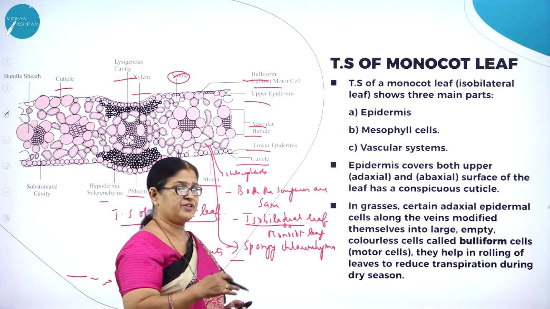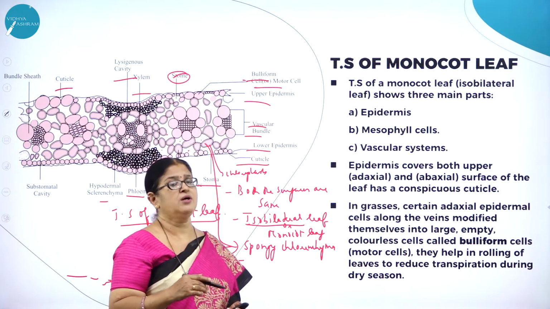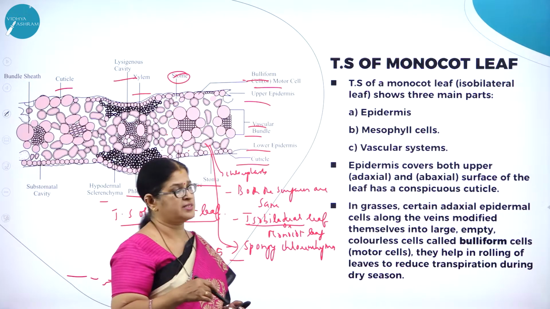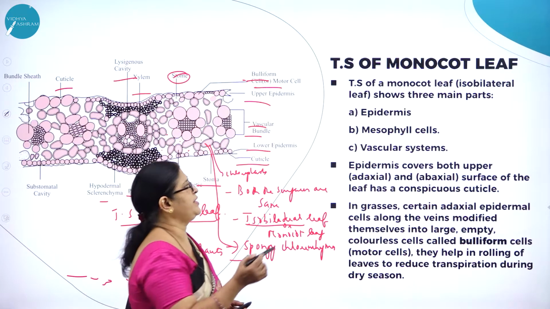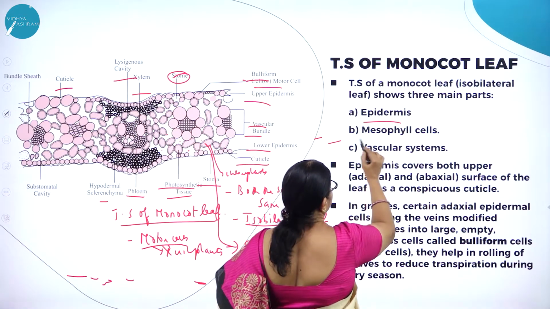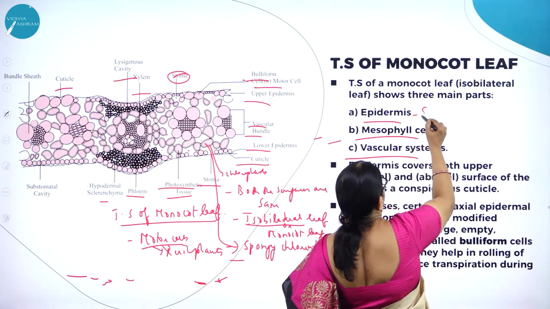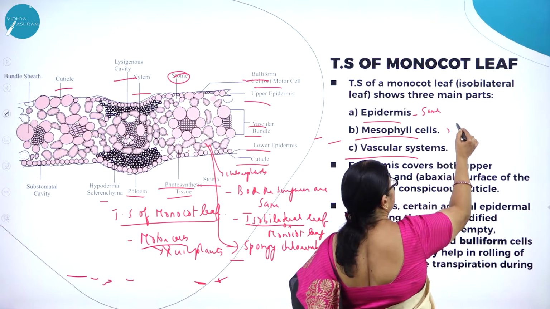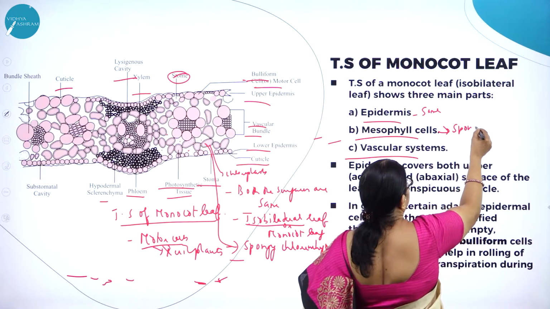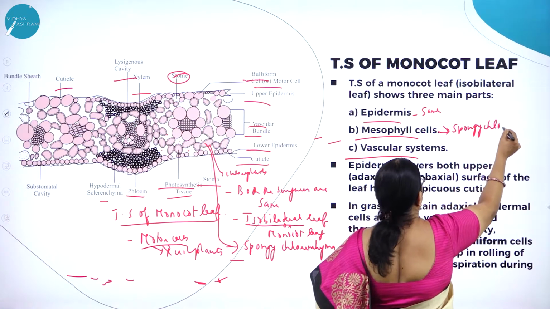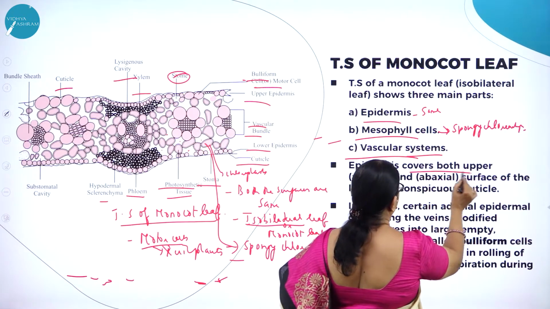As you know, both the surfaces are one and the same. You cannot differentiate it into upper epidermis and lower epidermis, or adaxial and abaxial surface. So TS of monocot leaf is an isobilateral leaf, and shows three main parts, same as before: epidermis, mesophyll and vascular system. So here the epidermis is the same. The mesophyll is of spongy chlorenchyma. Then the vascular system.